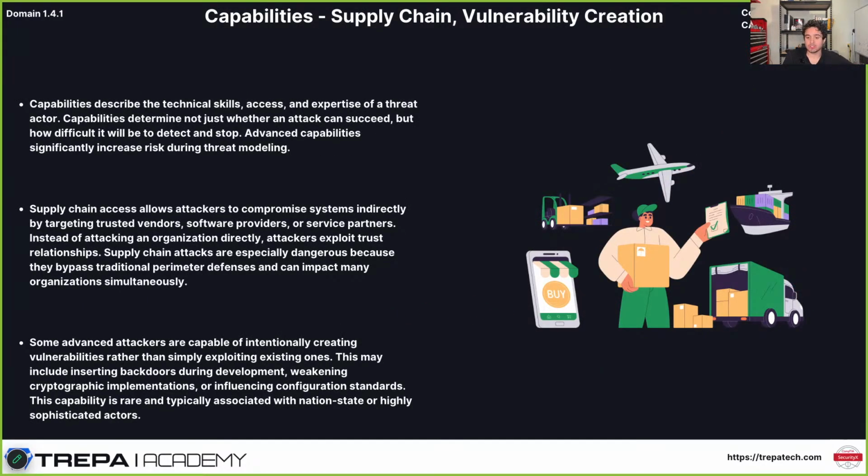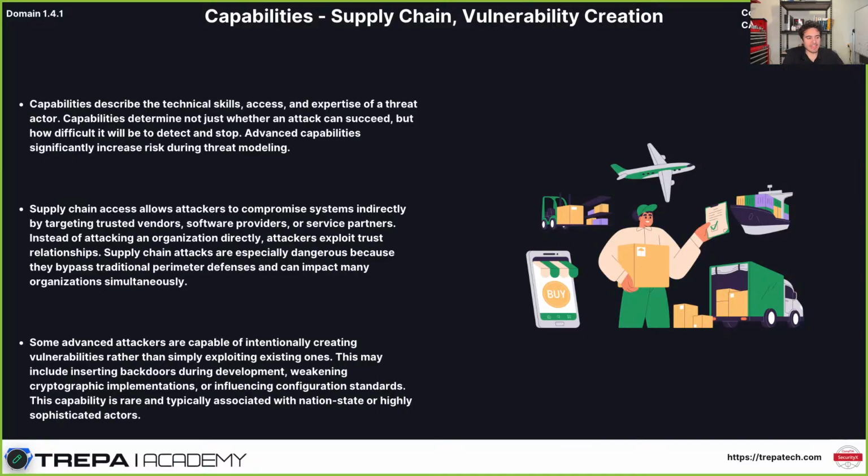Okay, capabilities. So let's describe capabilities of different threat actors. So capabilities describe, and this is like an umbrella term, right? The technical skills, the access, and expertise of a threat actor. So capabilities determine not just whether an attacker can succeed, but how difficult it will be to detect and stop.